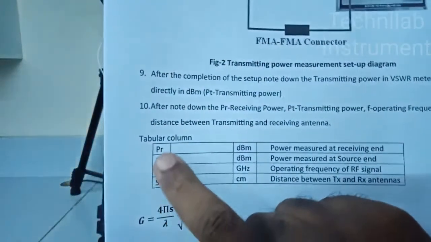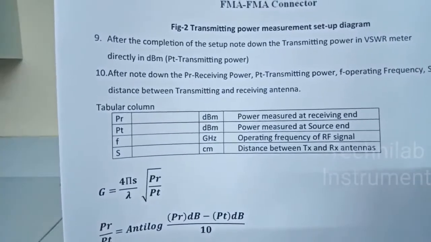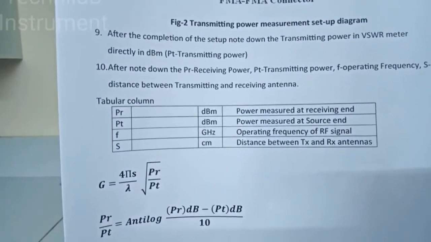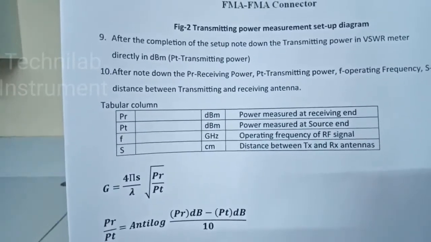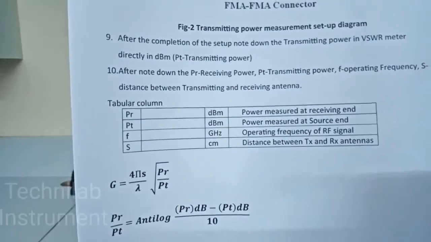Here is the four readings tabular column. PR, power measured at receiving end. PT, transmitting power. F, operating frequency, 2.339 gigahertz. And S is the distance between TX and RX.